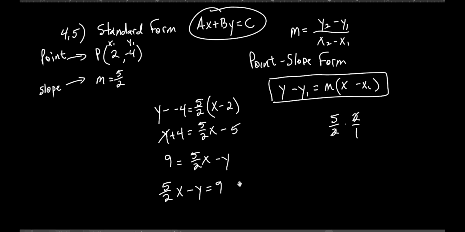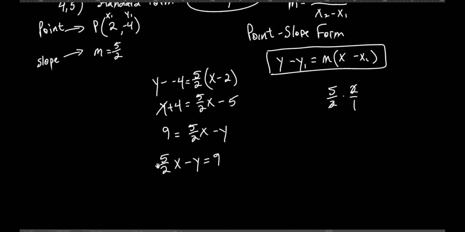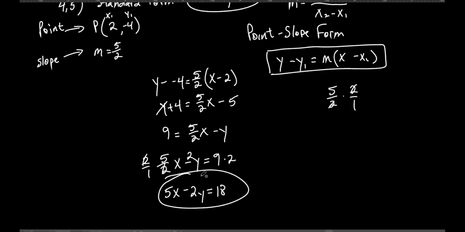How do we get rid of that fraction? Multiply everything by 2. That's right. So multiply that by 2, multiply that by 2, and multiply that by 2. 2's cancel. Watch. After I simplify this, then I'm finished. So what do I do here? That's just 5x minus what? 2y equals 18. And that is in standard form.